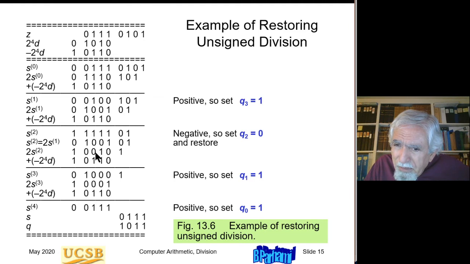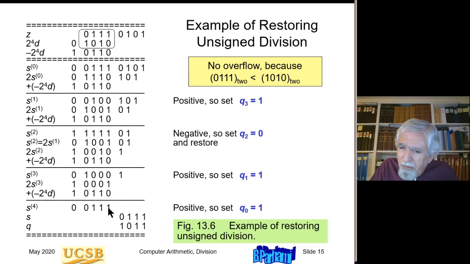Again, shift left, do the trial subtraction. The result is positive, so we are fine. The next quotient digit is 1. Shift left, subtract, the result is positive. The final quotient digit is 1. So whenever the result goes negative, we restore the previous partial remainder and ignore the result of the trial subtraction.